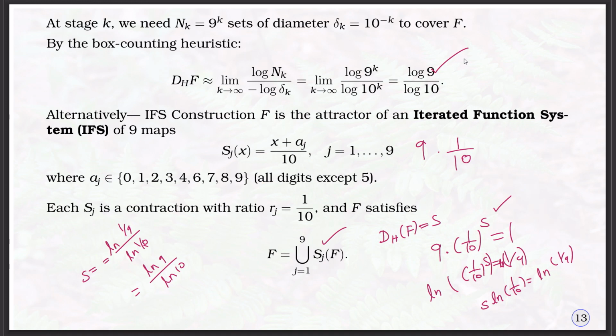So by constructing F with the iterated function system, that means the geometrically similar mappings, there are 9 mappings with ratio 1 by 10, we can find the Hausdorff dimension of the attractor F. It will satisfy this equation, so we can find the Hausdorff dimension.